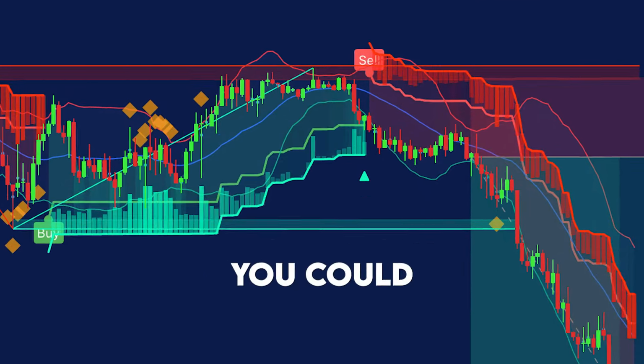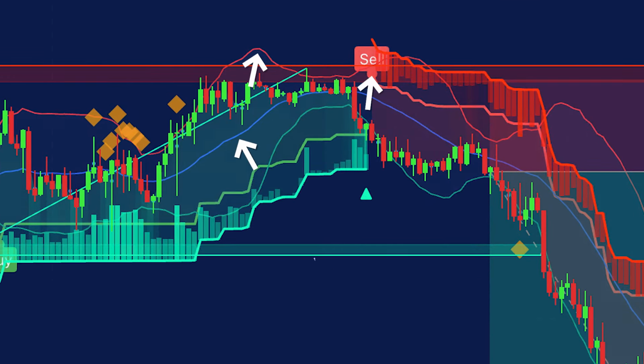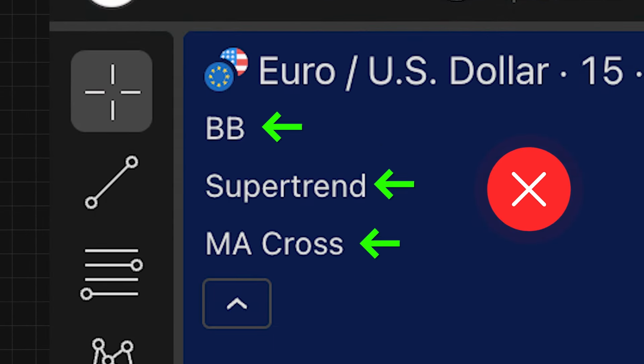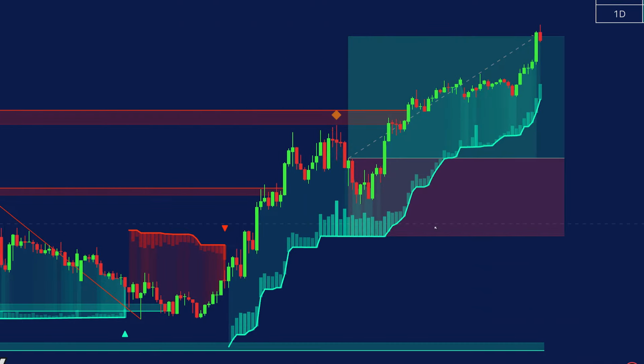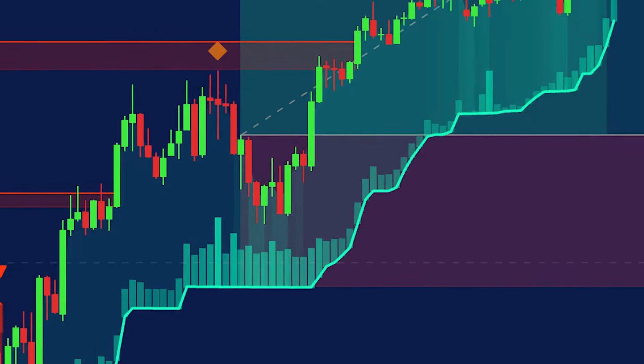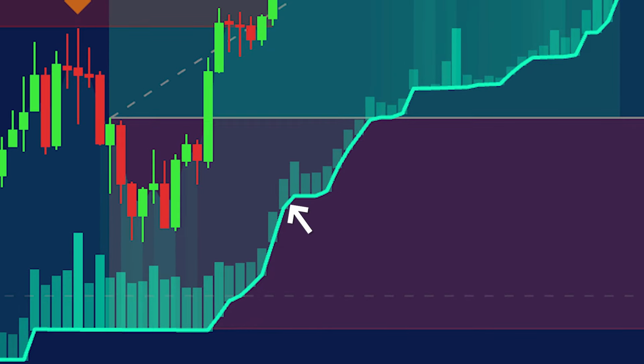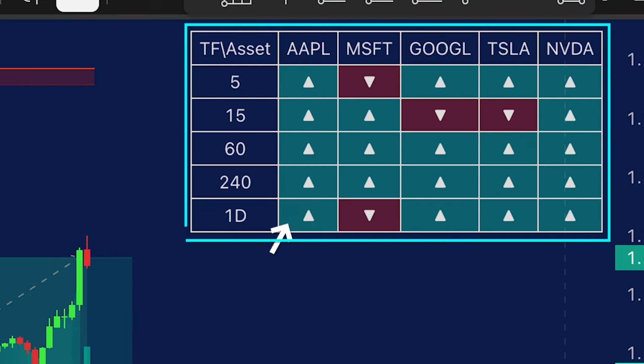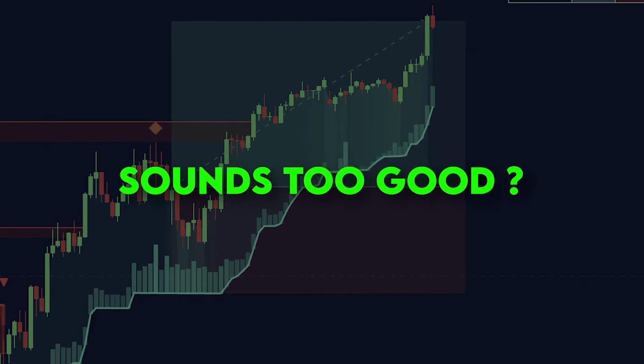What if I told you that you could throw away every indicator on your chart except one? That instead of juggling 5 to 10 different tools, you could have everything you need for day trading built into a single, complete system. And what if this one indicator gave you trend direction, volume confirmation, and multi-market analysis all in one place? Sounds too good to be true, right?